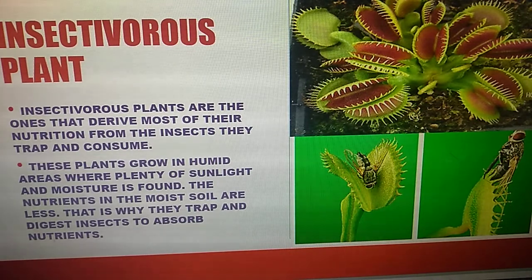Now the question comes, if they can perform photosynthesis, then why do they trap insects? So the answer is here. These plants grow in humid areas where plenty of sunlight and moisture is found. The nutrients in the moist soil are less. That is why they trap and digest insects to absorb nutrients.